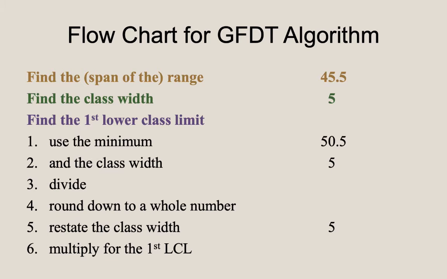Using the minimum of 50.5 and the class width of 5, we divide to get the value 10.1. Now, if I round this number down to the number 10, I can multiply this by the class width of 5 to get 50, and that gives me the first multiple which is less than or equal to the minimum of the value in the data set. Again, this is the multiple of the class width that is less than or equal to the minimum of our data set. And this is the point at which we want to start building our GFDT.